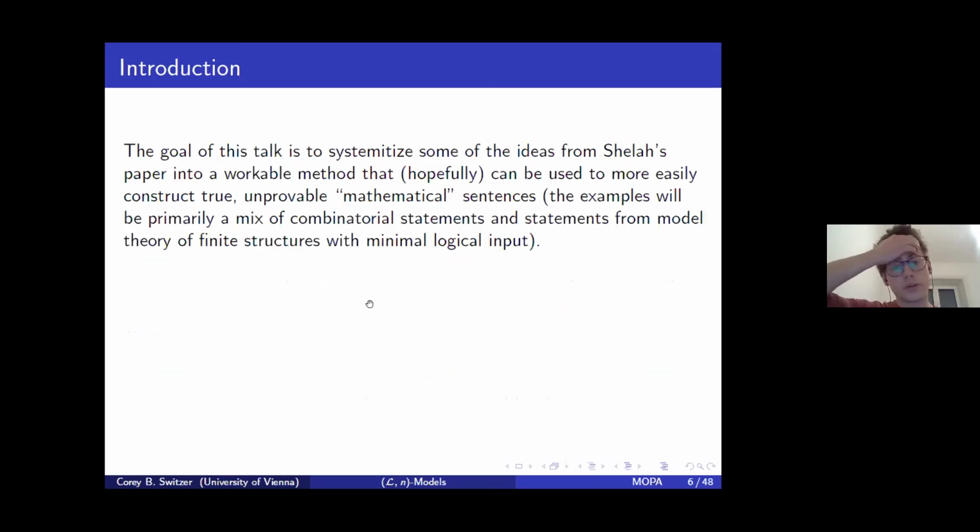And so the goal of my talk today is to try to systematize a little bit the ideas that he presents in this paper, and in particular, the ones relating to this true unprovable Π^0_1 sentence. What I extracted in the paper that I wrote about this, and what I want to tell you about today, is a more general method that makes it a little bit more routine to find these unprovable mathematical sentences.